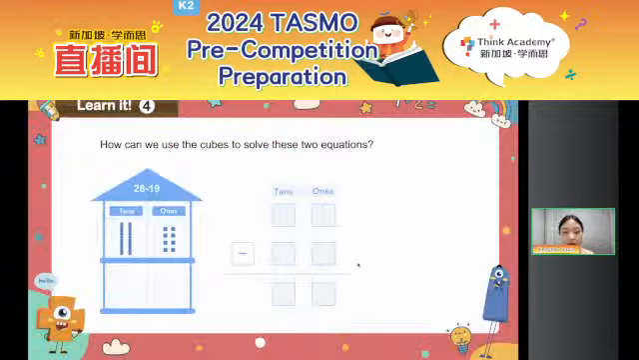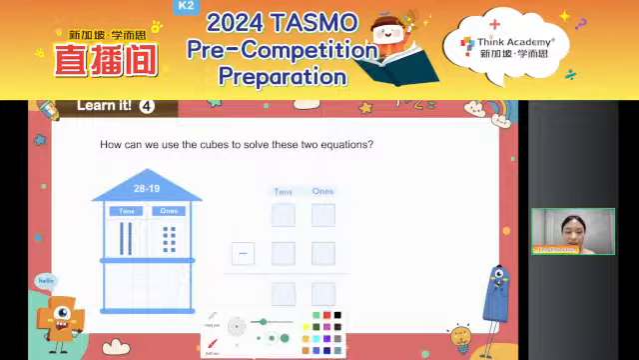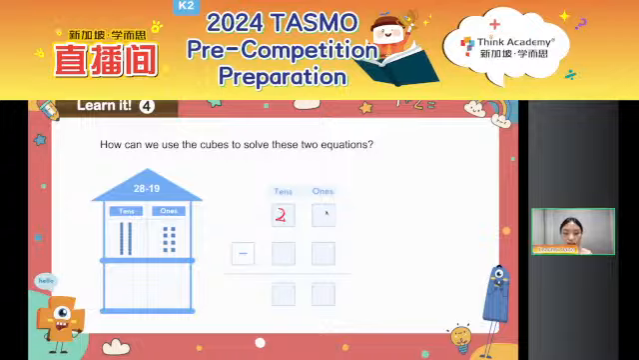Okay, good job. Then let's try something different. Okay, this time we can see we still align the tens with the tens, align the ones with the ones. So 28 minus 19. 8 minus 9, is it enough?